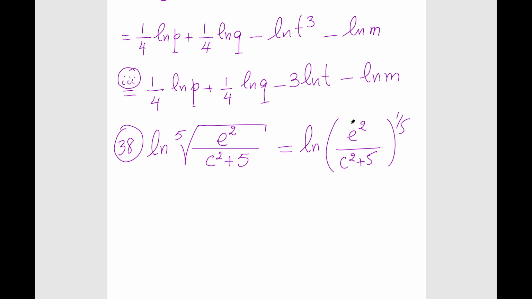So this is of the form something to the power c. Property 3, the power property, tells us you can bring down that 1 over 5. So 1 over 5 times ln of e squared divided by c squared plus 5. Makes sense? Bring it down by property 3. This is the capital C in property 3. It sits here as a multiplicative constant.